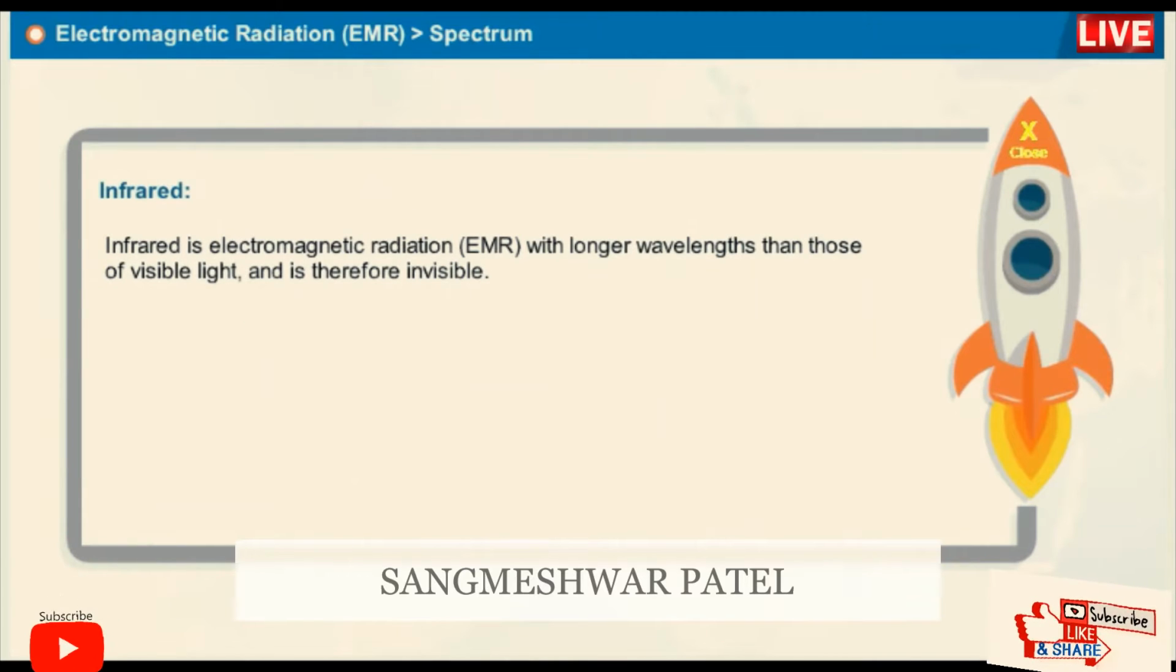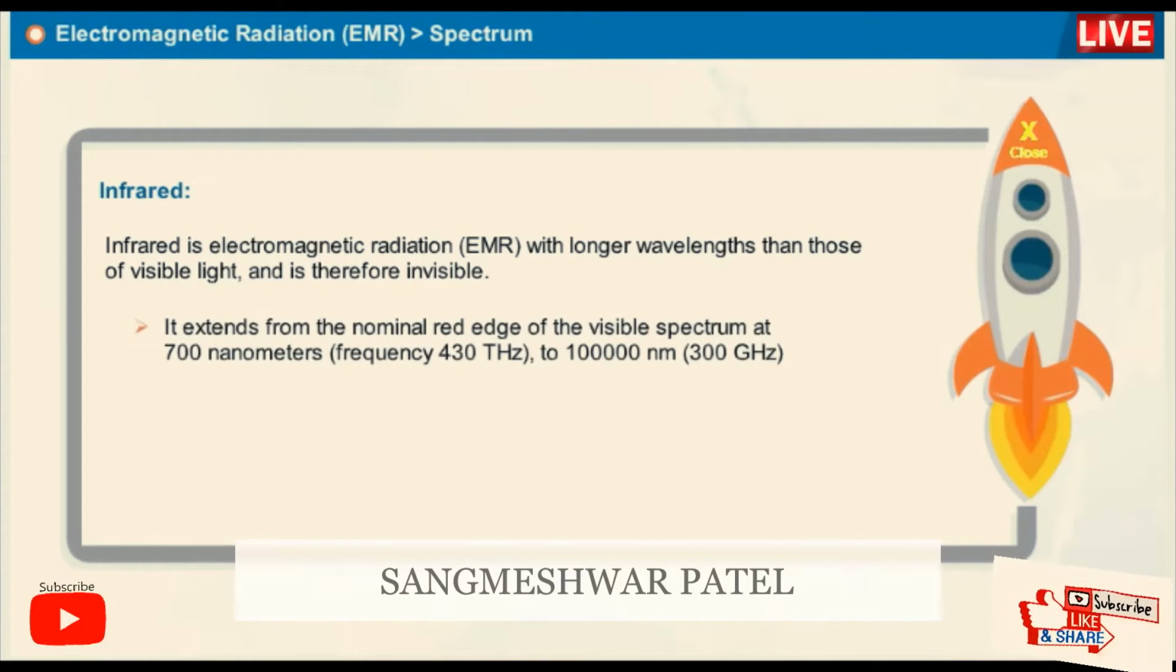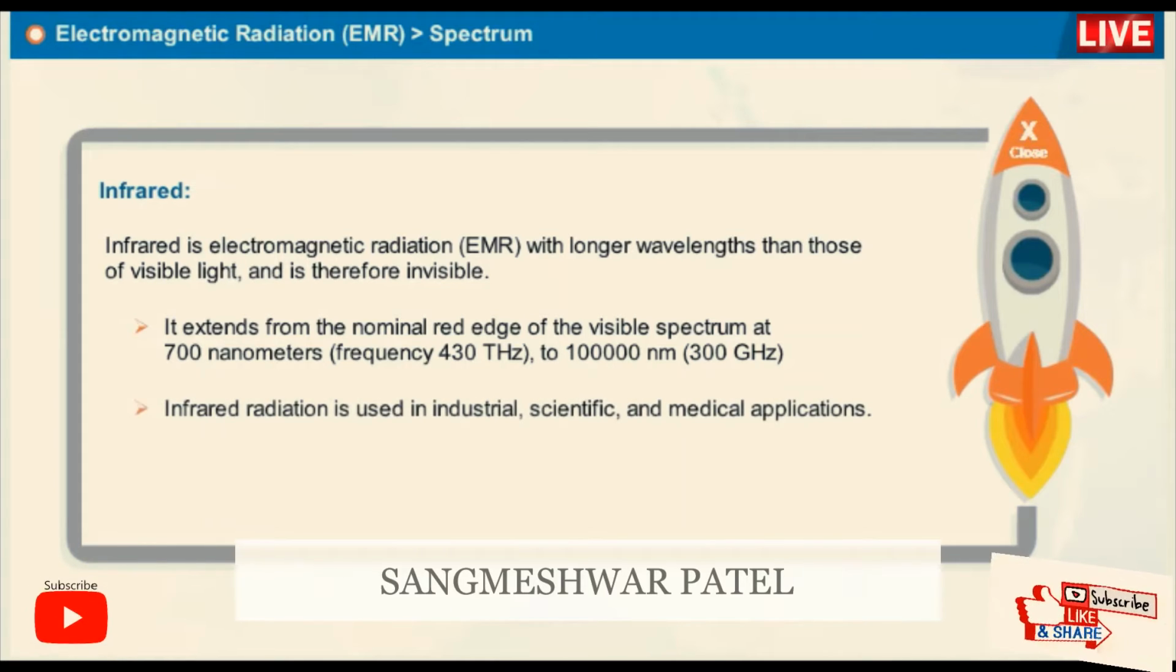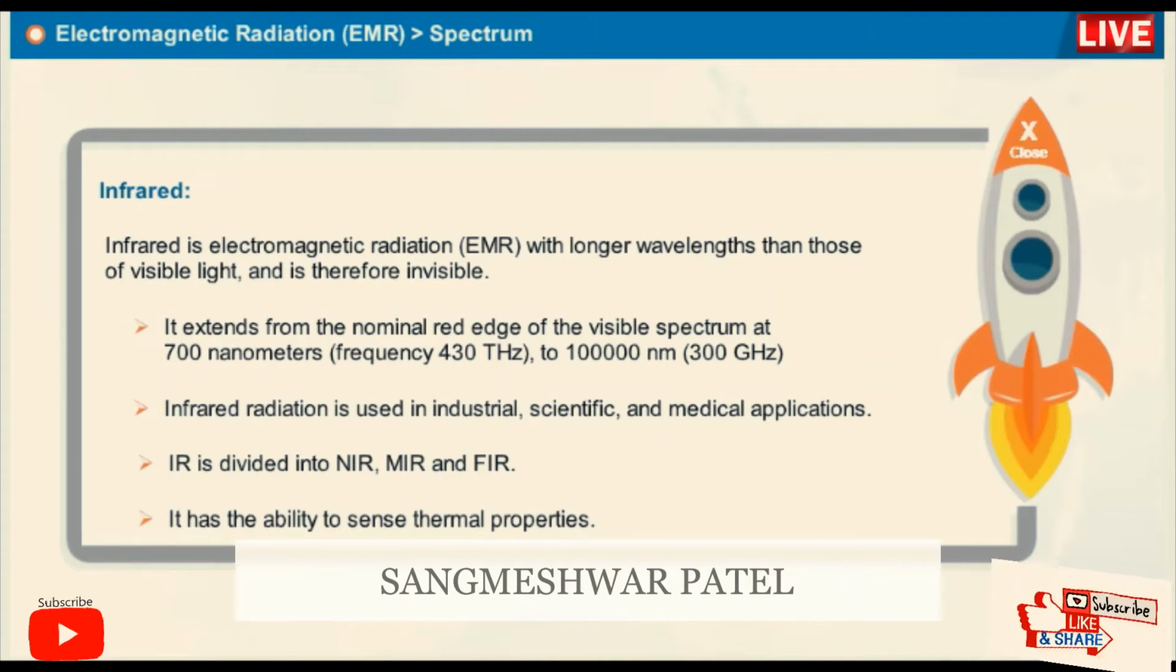Infrared is electromagnetic radiation, EMR, with longer wavelengths than those of visible light, and is therefore invisible. It extends from the nominal red edge of the visible spectrum at 700 nanometers, frequency 430 terahertz, to 10 lakh nanometers, 300 gigahertz. Infrared radiation is used in industrial, scientific, and medical applications. IR is divided into near, mid and far IR. It has the ability to sense thermal properties.